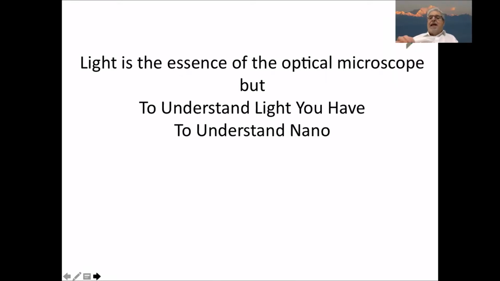Light is the essence of optical microscopy. But to understand light, you have to understand nano. What is a nanometer in terms of objects that we can relate to? Because light itself has a dimension in the visible of approximately 500 nanometers.